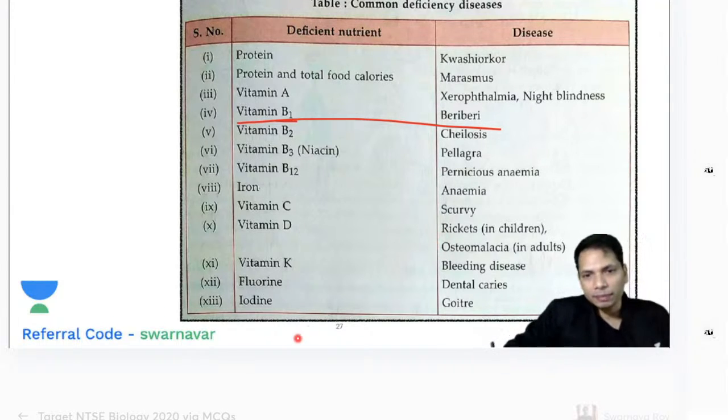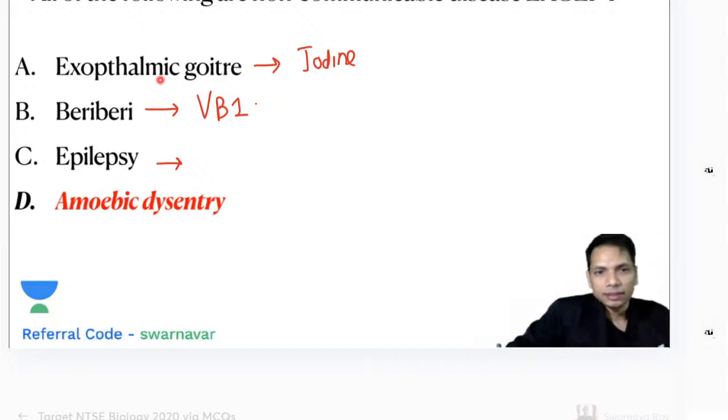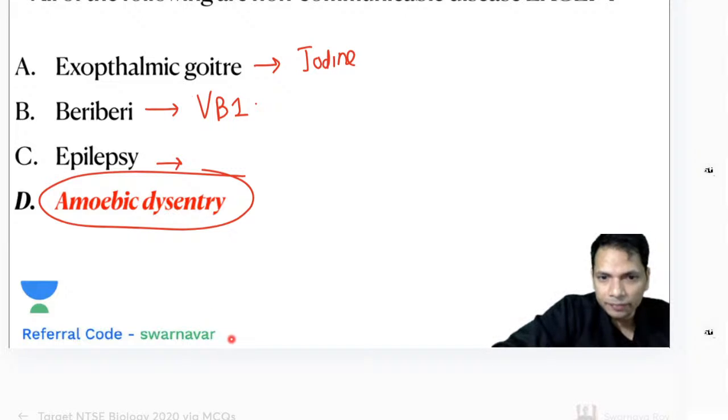And goiter happens because of iodine deficiency, so iodine deficiency is causing goiter, but amoebic dysentery is a protozoan infection, so infection means it can be spread from one individual to another individual. Next, epilepsy is a neuro disorder, a neuronal disorder.